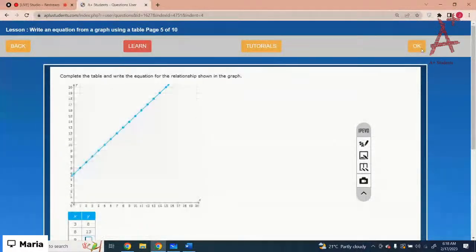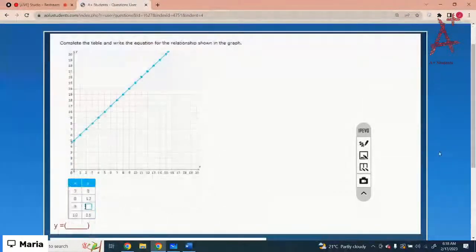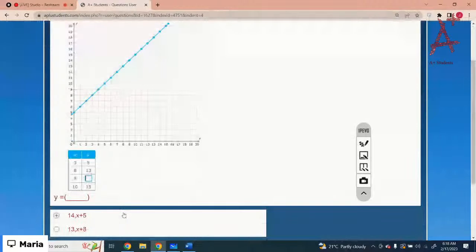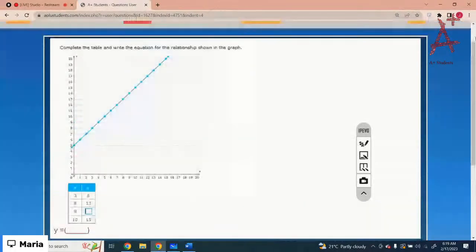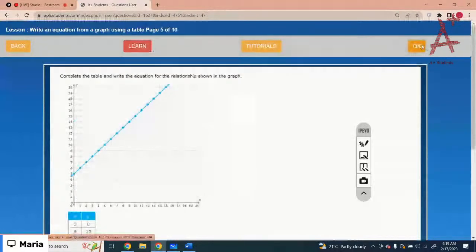Okay, complete the table and write the equation for the relationship shown in the graph. When x equals 9, y is 14. And what value is added each time? 3 plus 5 is 8. 8 plus 5 is 13. 9 plus 5 is 14 and 10 plus 5 is 15. That means for each value of y, you have to add 5 to x. So it would be 14 and x plus 5. Got it? So just select the correct option, then click on the OK button.